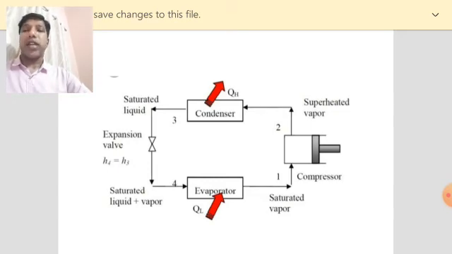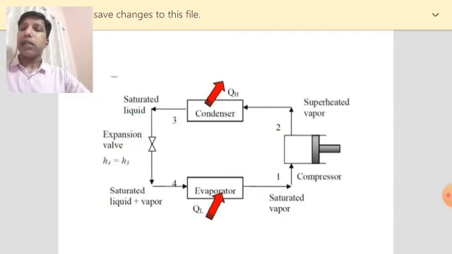Now after the expansion valve, that is point 4, the liquid is at lower pressure and very low temperature. This low temperature, low pressure liquid refrigerant, when it passes through the evaporator coil, absorbs heat from the space to be cooled and gets vaporized to state 1, and this is sucked by the compressor for the next cycle. Now we will see the TS diagram of that. 1-2 is the compression, which is an isentropic process.